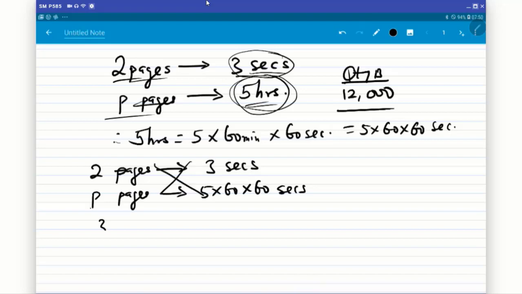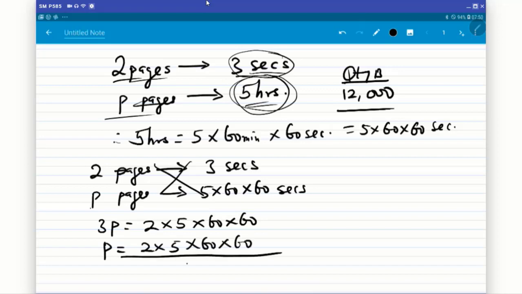So it means P times 3, that will be 3P, is equal to 2 times 5 times 60 times 60. Now my P will be 2 times 5 times 60 times 60 divided by 3. So 3 here, 1, and here 20. So this is 2 times 5, 10. So that is 10 times 60 times 20.